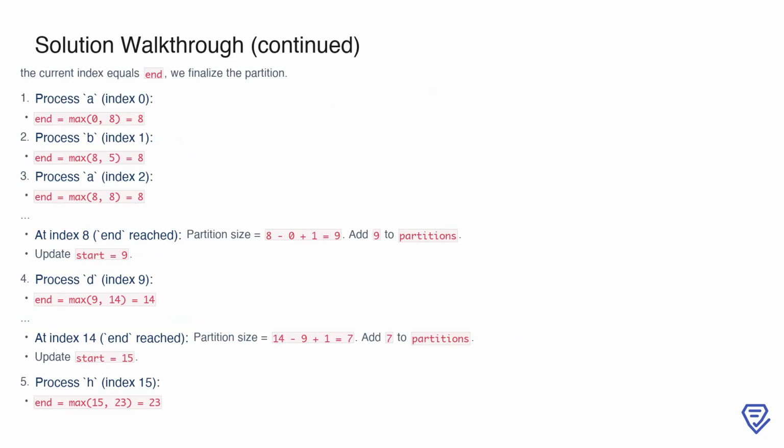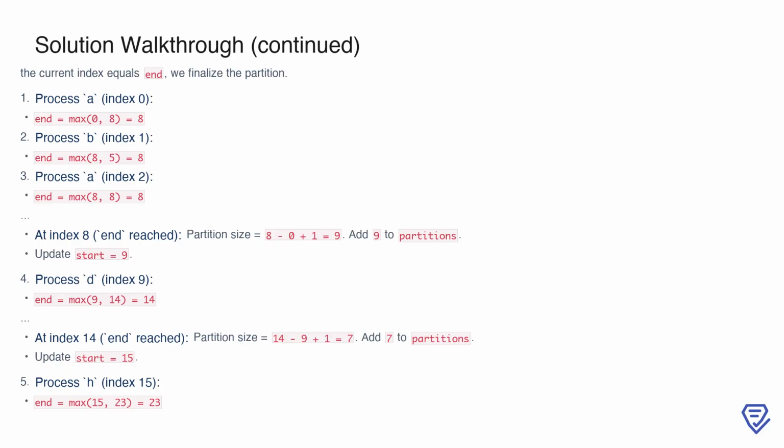For each character, we compare its last occurrence with the current end of the partition and update end to the maximum of these values. For example, at index 0, processing a, we find that the last occurrence of a is at index 8, so end becomes 8. At index 1, processing b, the last occurrence of b is at index 5, but end remains 8 since it is already larger.